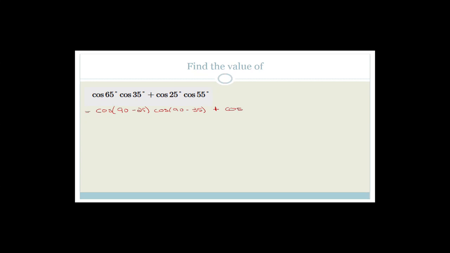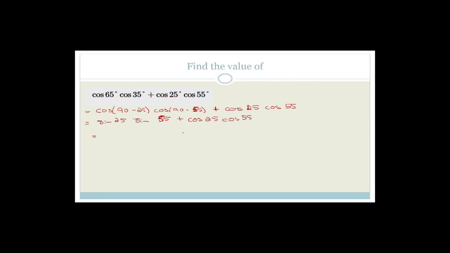Plus cos of 25, cos of 55, which then becomes sine of 25. Actually, that doesn't help at all, does it? It does. Sorry. Sine of 35, and then plus cos of 25. Sorry, that's 50. That's cos of 55. That's supposed to be 55. I'm doing this too fast. Okay, right. And then cos of 25, cos of 55. And that means that that's also a 55 there.